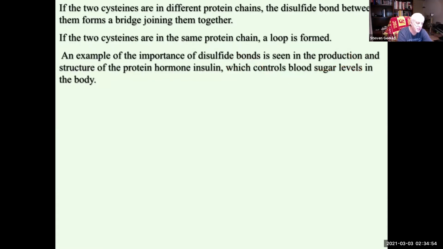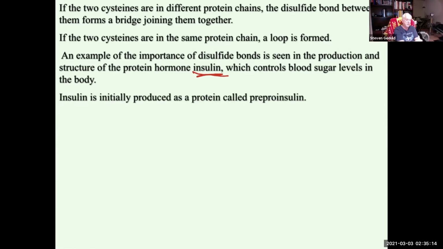An example of a disulfide bond is in the production and structure of the protein called insulin. We make insulin, which controls your blood sugar levels in the body. One of the final steps is the disulfide bond that forms to give insulin its shape. If that doesn't form, insulin is non-functional. Insulin is initially produced as a protein called preproinsulin. Insulin is not released by the pancreas in the active form. It's released as preproinsulin, and then it's acted upon to form insulin.